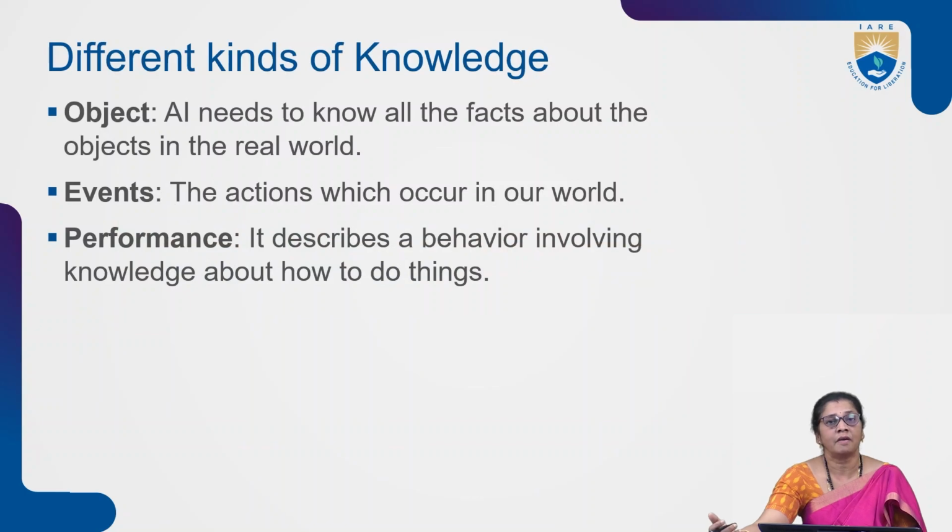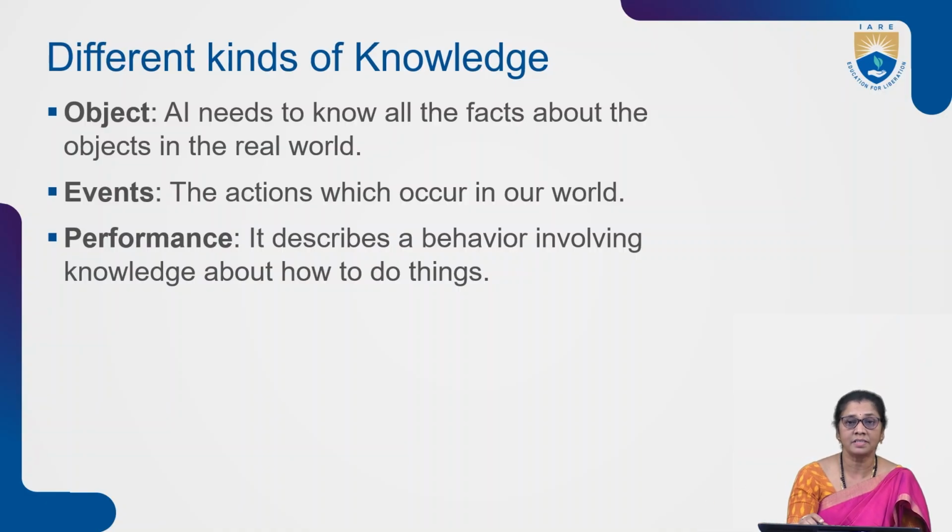Later, we'll have a look at different kinds of knowledge. Objects: AI needs to know all the facts about the objects in the real world. An example of an object is a car. We can say a car has 4 wheels. We can even say a bike has 2 wheels.